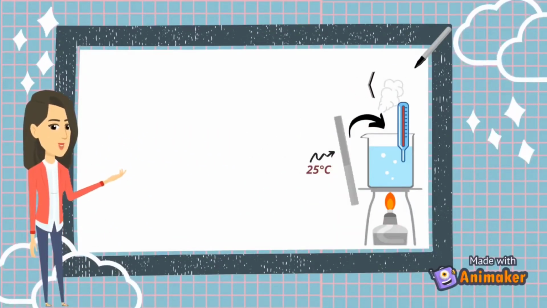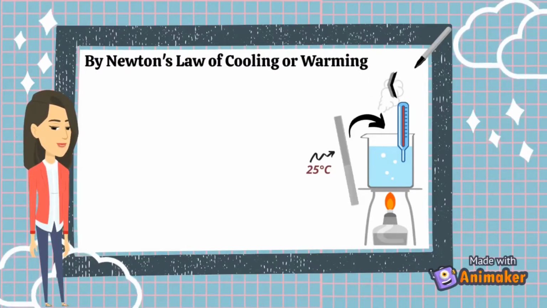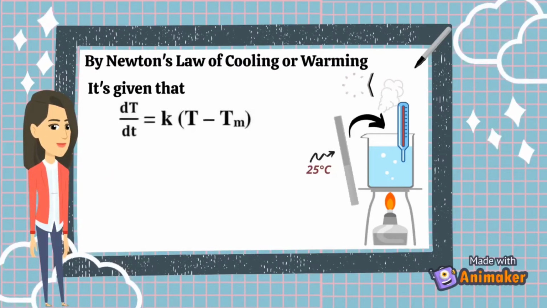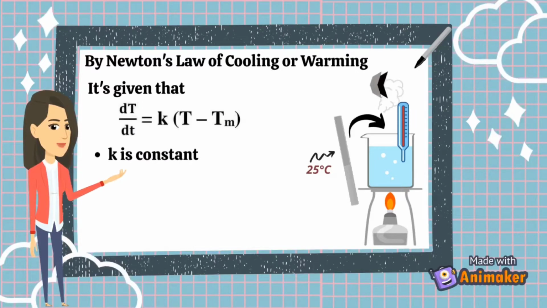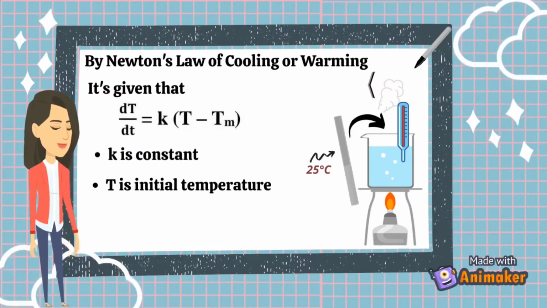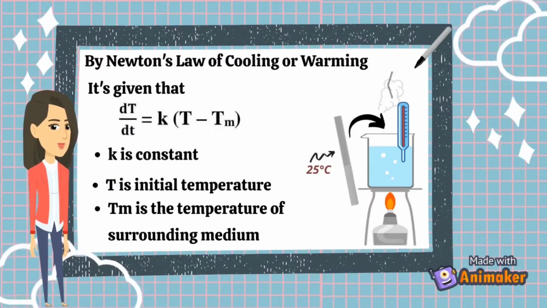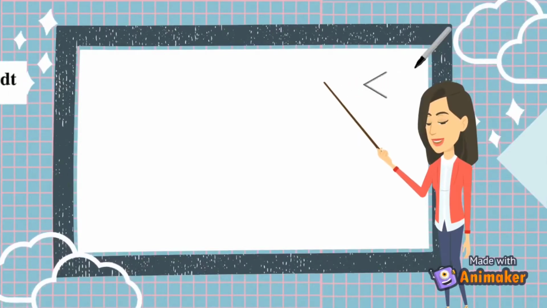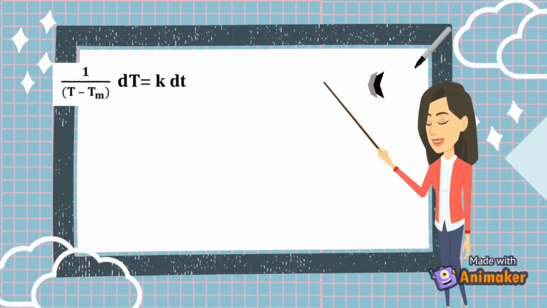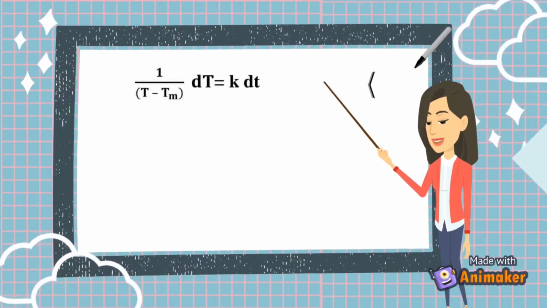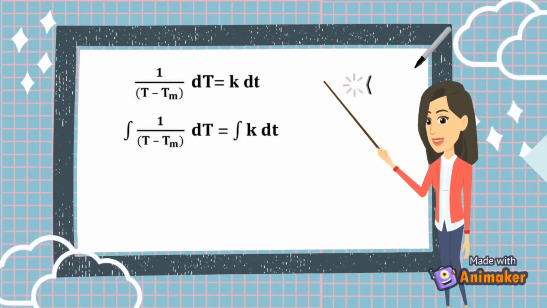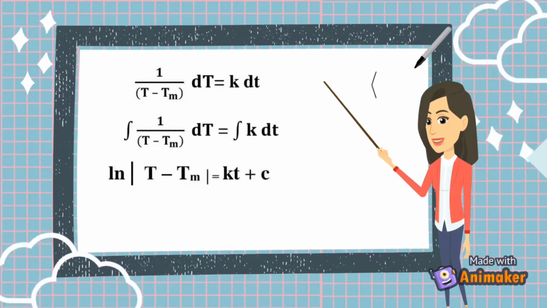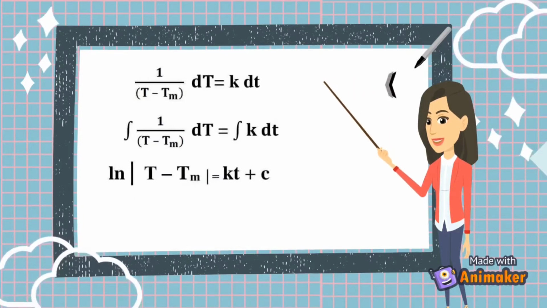Equation 1 can be solved by using the Newton law of cooling or warming. It's given that dT over dt equal to k multiply of T minus Tm, where k is constant, T is initial temperature, and Tm is temperature of the surrounding medium. Since the Newton law of cooling or warming is the separable differential equation, then we get 1 over T minus Tm dT equal to k dt. Then we integrate both sides of the equation, then we get ln T minus Tm equal to kt plus c.